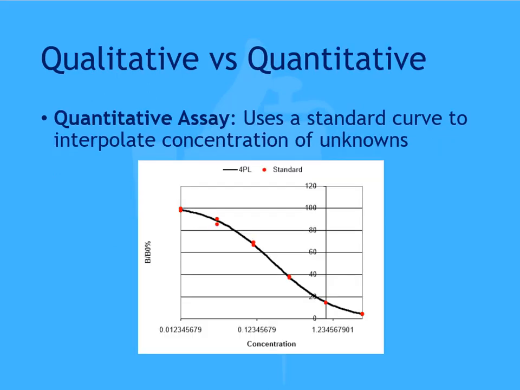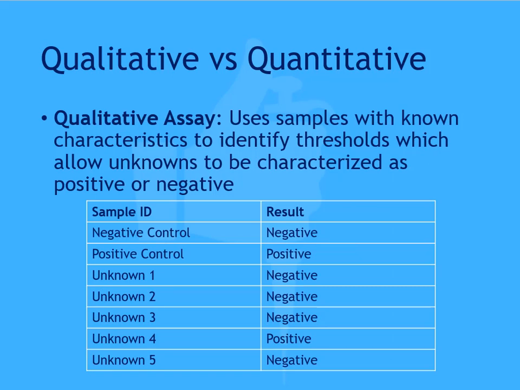Some return values while others return positive or negative results. The assays that use a calibration curve comprised of standards with known values to interpolate the concentrations of unknown samples are quantitative assays because they are able to quantify the concentration of an analyte in a sample. Assays that use samples with known characteristics to identify thresholds denoting positive or negative results are qualitative assays.